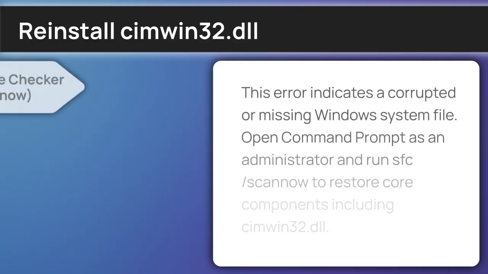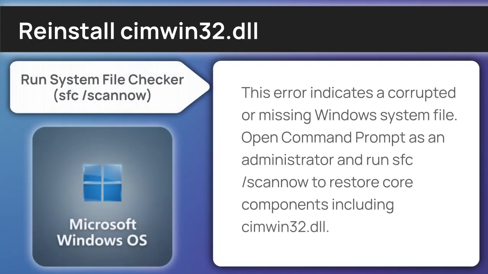Because the Cimwin32 DLL is a verified system file, we need to run an integrity check. Open command prompt with administrative rights and execute the sfc /scannow command to refresh your core Windows library automatically.